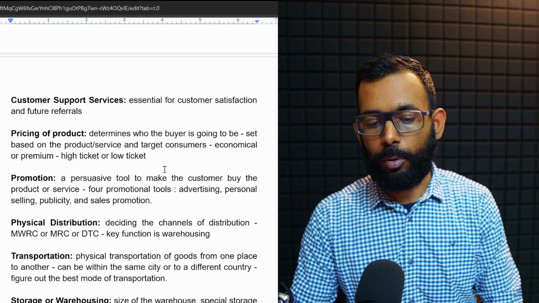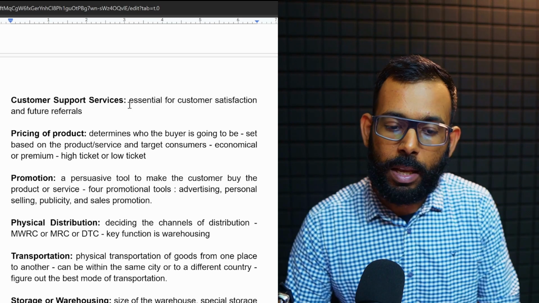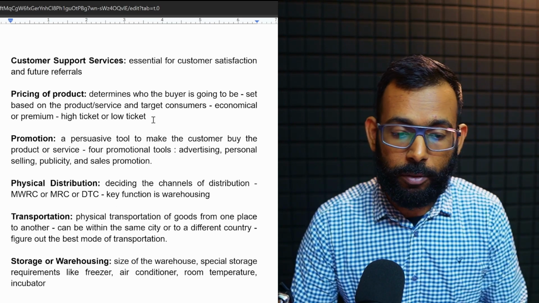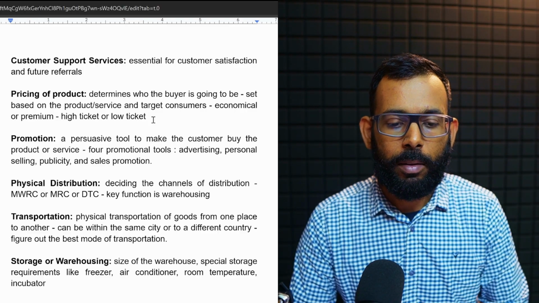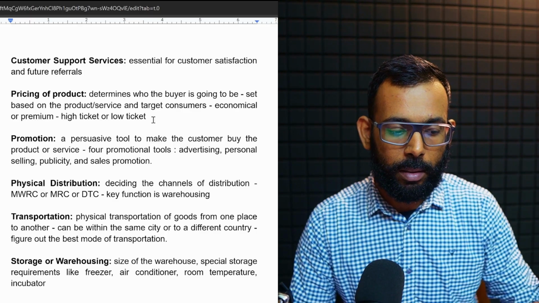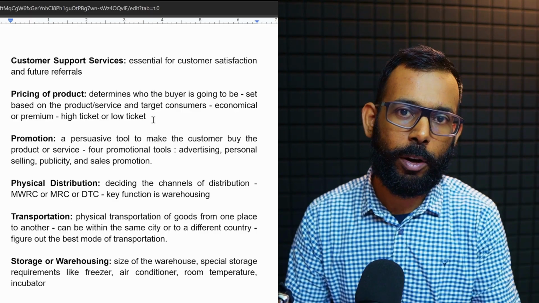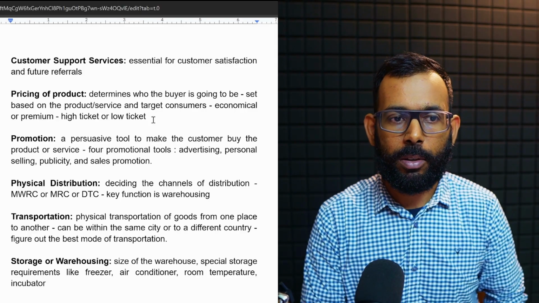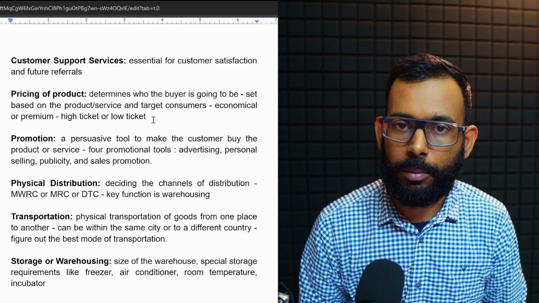Next, customer support services, essential for customer satisfaction and future referrals. Ideally, if you manufacture a product or if you are selling a service, the customers should not be having any problems in the future. The best customer support is that they don't need customer support. But let's say some things are unavoidable. Let's say you get a repair complaint. How fast do you address the customer? How fast do you solve the problem of a customer?